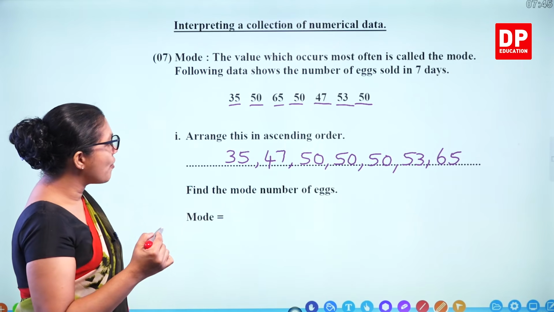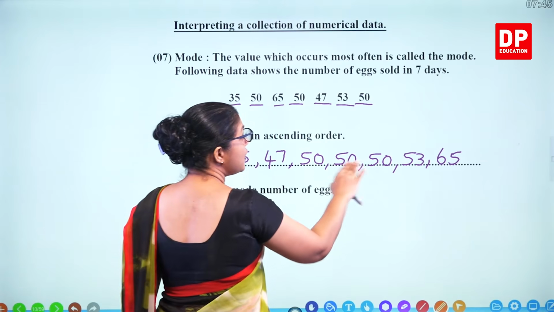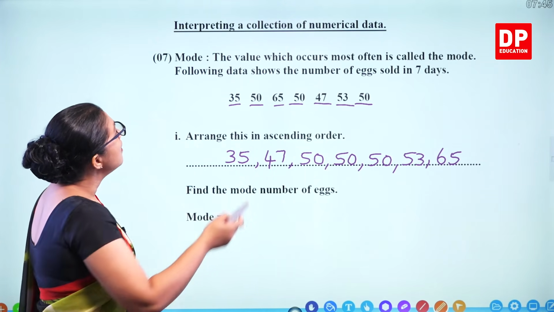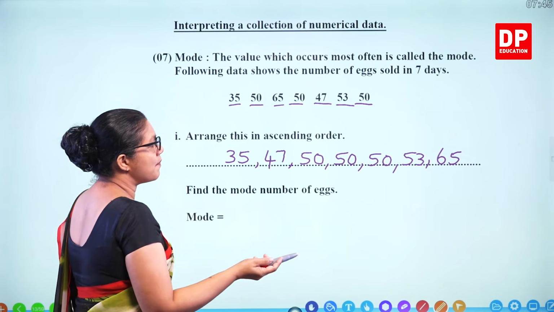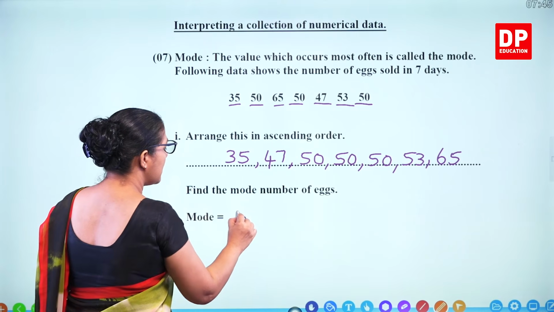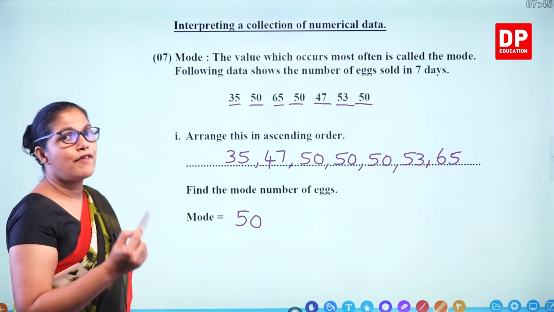Find the mode. Now this is once, and 53 three times. That's the most often you get this number. So 3 times is the highest. So 53 is the mode value then. Most frequent number.